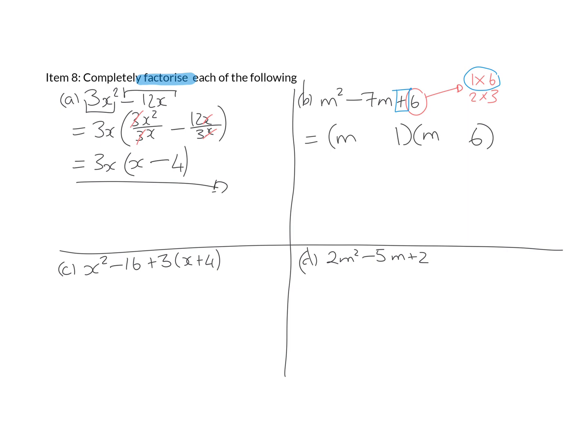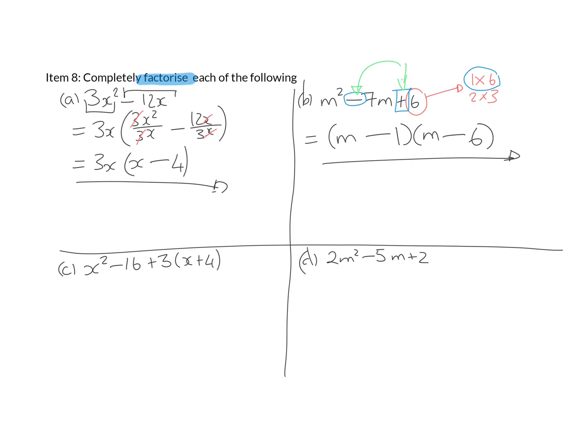The middle has a plus, or sorry, a minus. So both of them will have a negative. So when it's a plus at the end, you look to the middle, and they must have the same sign. And you can expand this, you can check that you agree. It's a minus 1, a minus 6.